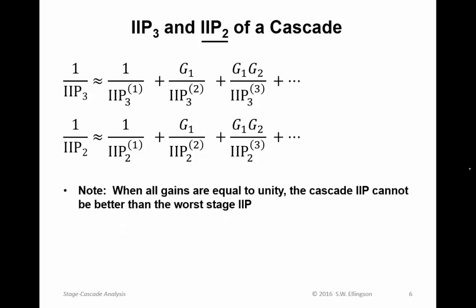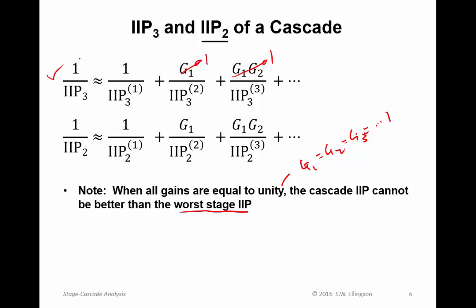One thing you should note is that when all the gains are equal to unity, by that I mean when G1 equals G2 equals G3, etc., are all equal to 1, the cascade input intercept point cannot be better than the worst stage intercept point. So for example, in this expression, if all the gains are 1, then this is 1, and this product is 1. And I'm adding the reciprocal of these things together, and that gives me the result. So we see that we're limited by the input intercept point of the worst stage.